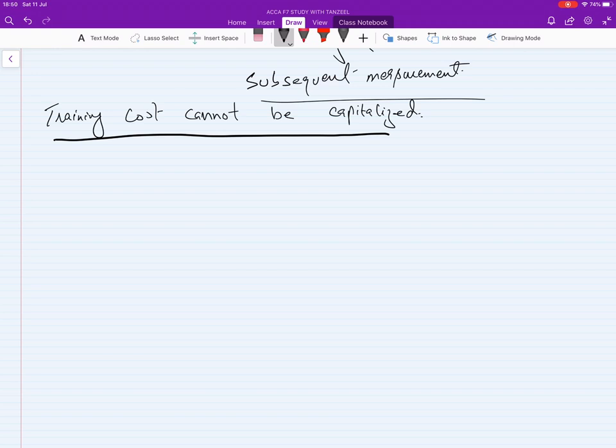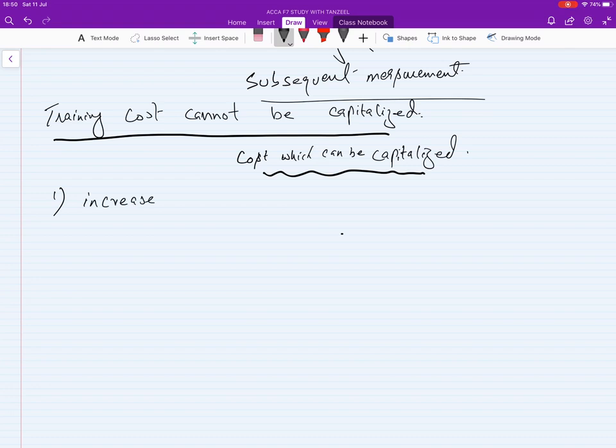What costs can be capitalized? There are three scenarios in which costs can be capitalized. One: if you spend something which will increase the useful life.